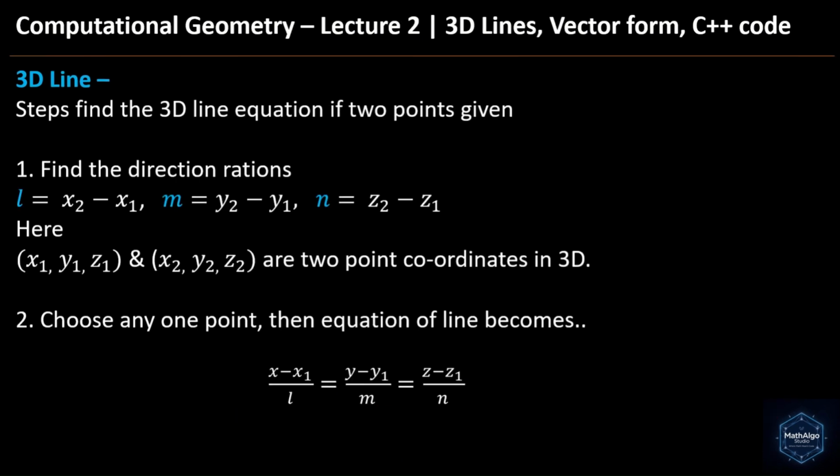Steps to find the 3D equation of a line if 2 points are given are as follows. The first step is to find the direction ratios of the line. These represent the direction in which the line moves in space. The second step is to choose any one of the 2 points, usually the first point. Using that point and the direction ratios, the equation of the 3D line is written in symmetric form as shown here.